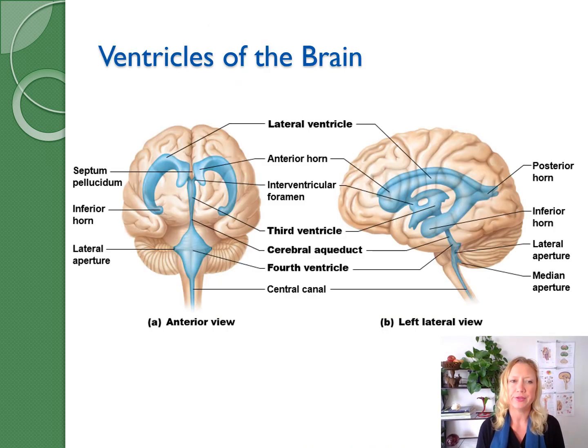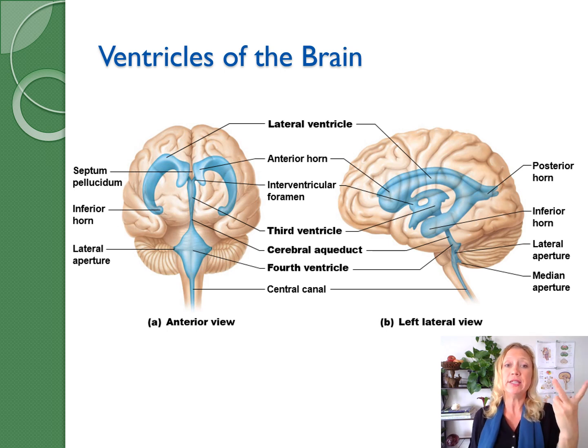Ventricles of the brain. So we have two lateral ventricles, a third ventricle, and a fourth ventricle. Sometimes this trips students up because if something's named third ventricle and fourth ventricle, they're looking for first ventricle and second ventricle, and rightfully so, but that's not how this works. So there's two lateral ventricles that you can see there.